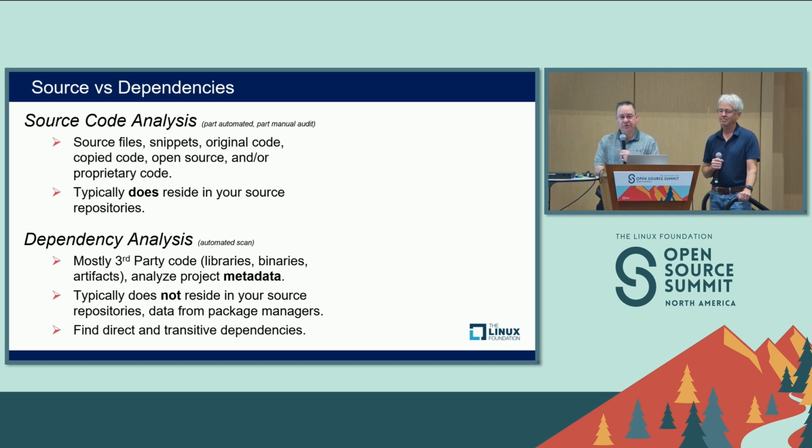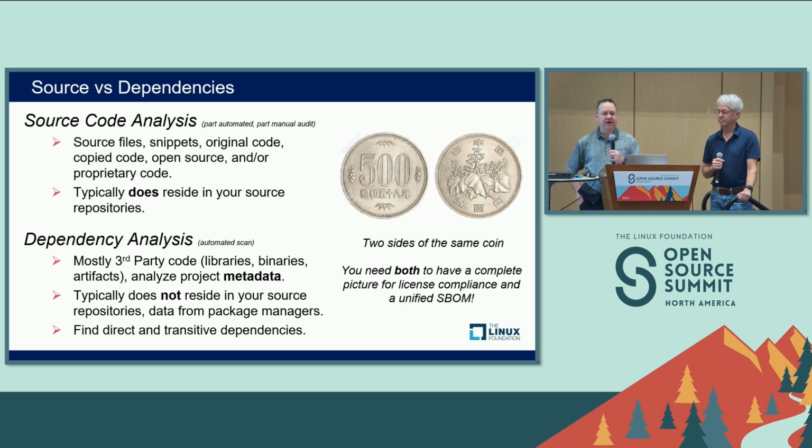So what we do is we scan the metadata that's in your repo, package files, for example, other files. We're looking at the metadata, the build files that are in the repo to find the dependencies, which is exactly the same way the build system will find the dependencies when it comes to doing a build. And those are typically not in your repo. Those come from the package managers that are out there in the world. So these are two sides of the same coin.